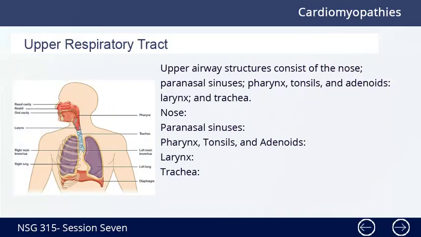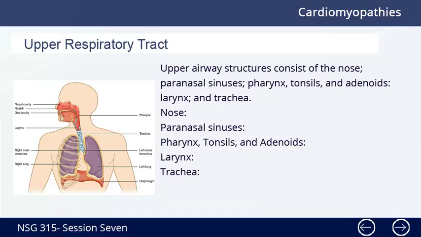Upper respiratory tract. Upper airway structures consist of the nose, the paranasal sinuses, pharynx, tonsils and adenoids, larynx and trachea. Nose. The nose serves as a passage for air to pass to and from the lungs. It filters impurities and humidifies and warms the air as it is inhaled.